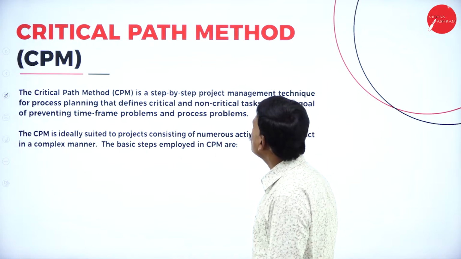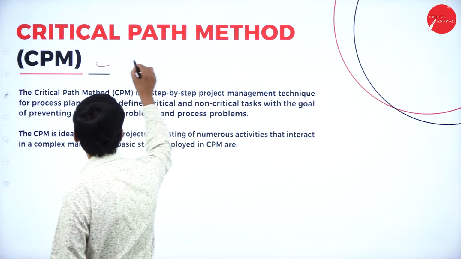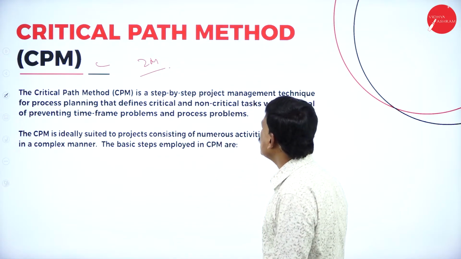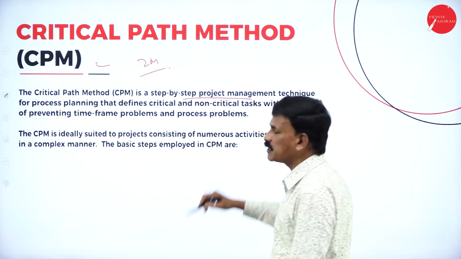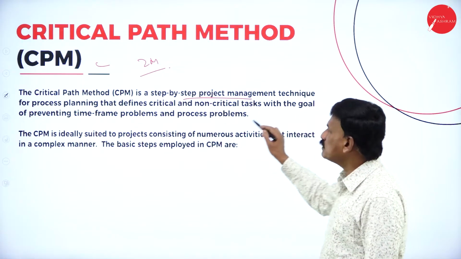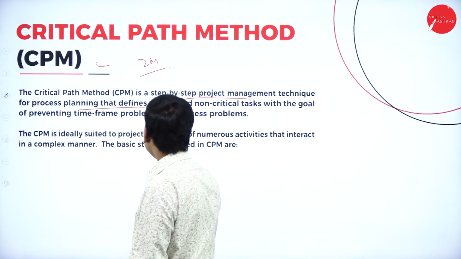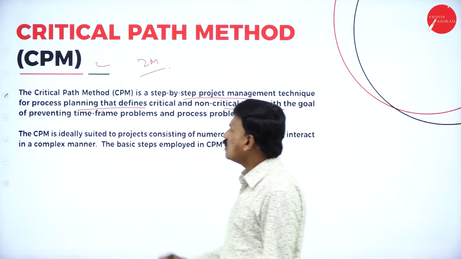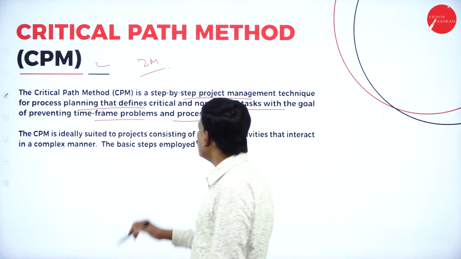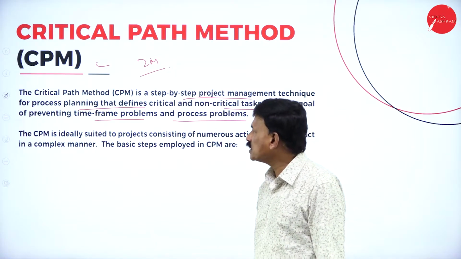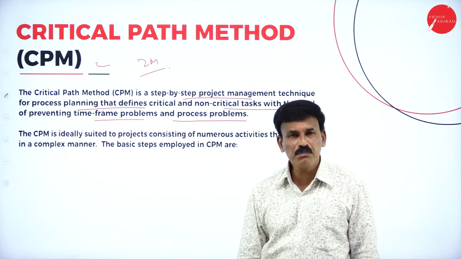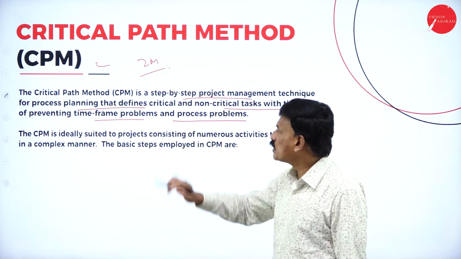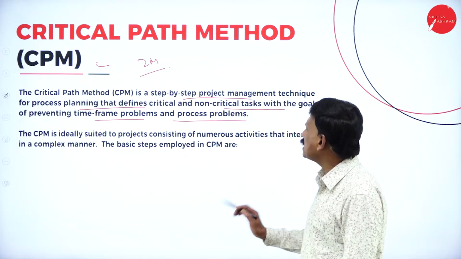Now, let us come to the critical path method. What is CPM? In the examination, they may ask to define CPM for 2 marks. It's a 2 marks question. Critical path method is a step-by-step project management technique for process planning that defines critical and non-critical tasks with the goal of preventing time frame problems and process problems. So, what is the definition? CPM is a step-by-step project management technique for process planning that defines critical and non-critical tasks.